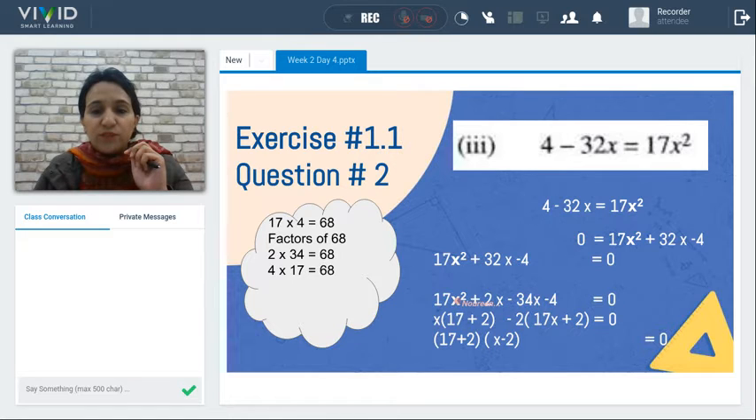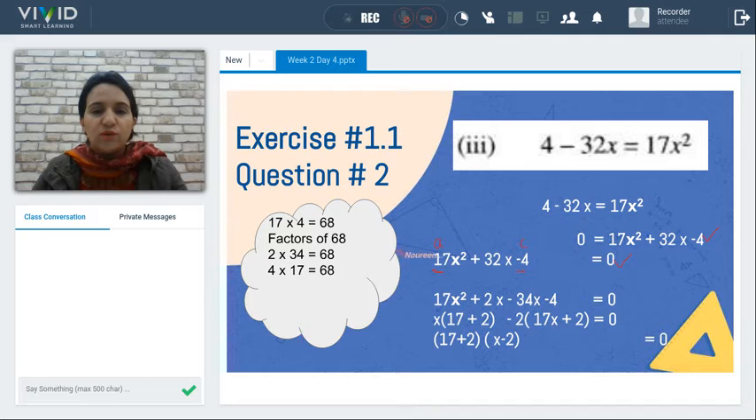अब 17x square plus 2x minus 34x, ये कैसे आया 32? अब we are going to solve it by factorization. Factorization का first step क्या था? Writing in the standard form. We have written it in the standard form. Now the second step is to make the factors. How are we going to make the factors? किस number के factors बनाने हैं? We have to multiply this a with c. This is a, 17 is a, and we have to multiply it with c.